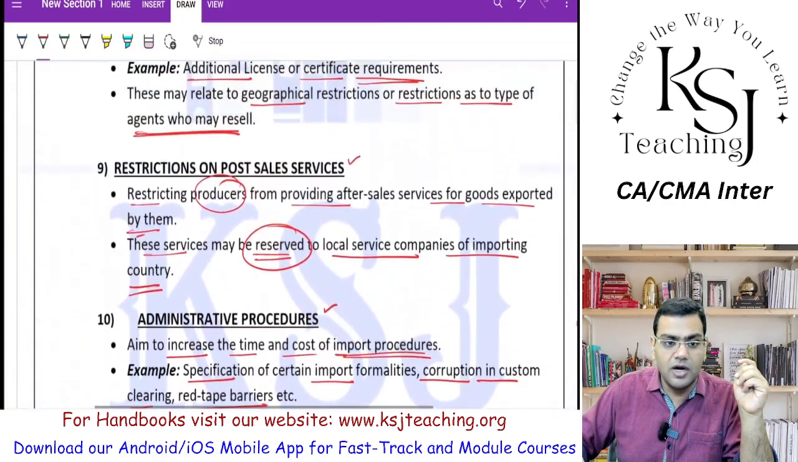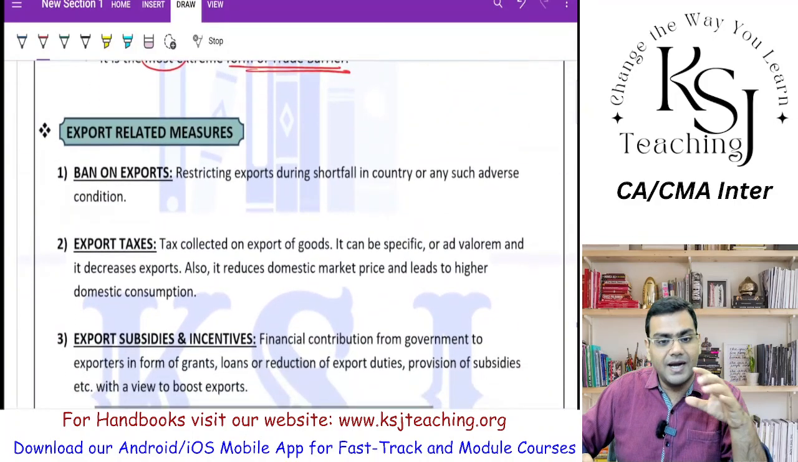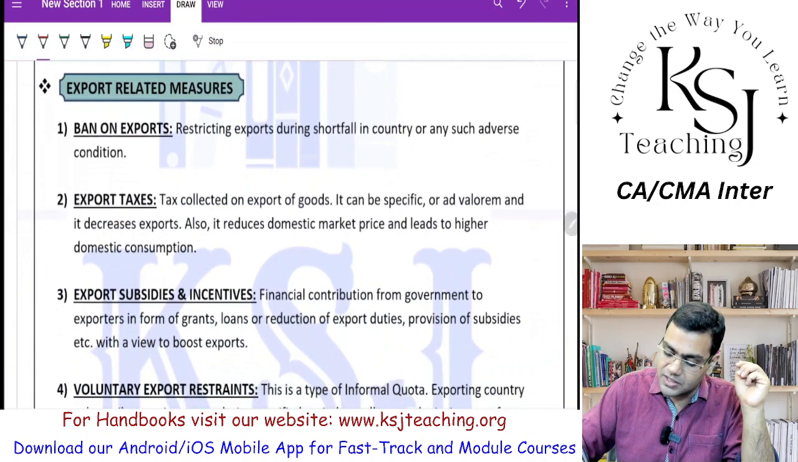So these are all the non-technical measures that we have discussed. With this, the import part is complete. Now let's talk a little bit about the export related measures also. Simple, sir. Ban on exports.